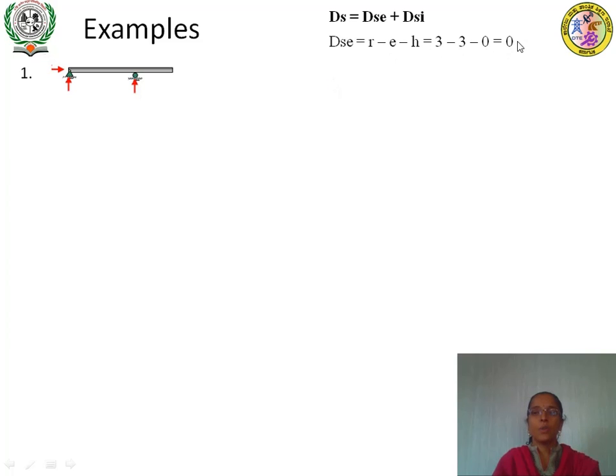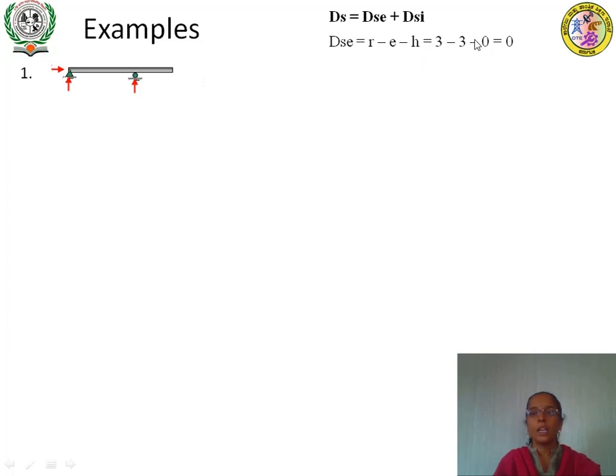If it is 0, it is determinate and stable. Okay, we can consider that the structure is stable. If it is less than 0, even though it is determinate, it is unstable, and the structure will be unstable. Suppose I provide one more roller here, so 2 reactive components will be there.